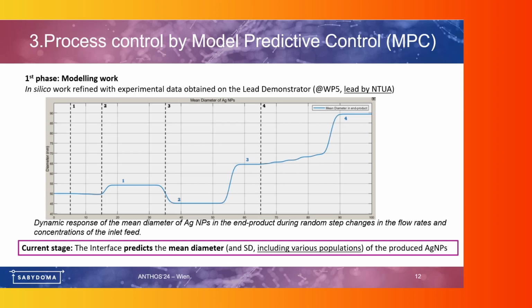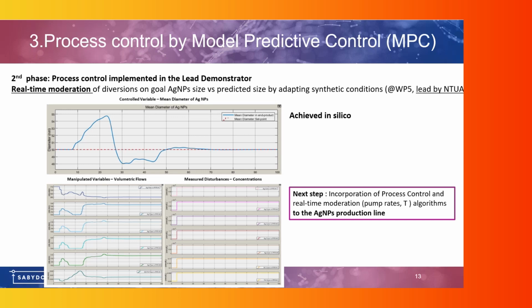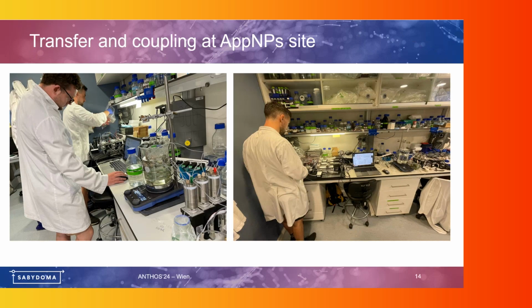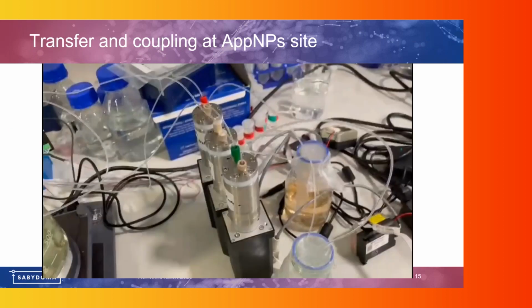And this is actually what we have already installed at our premises, which just predicts the mean diameter that we are going to get. The second stage, which is the moderation and the process control, everything that Athanasios has already presented, has been achieved only in silico, but the idea is to implement it also in our system, but it's not implemented yet. And then this was the transfer. This is how we have it in our labs. This is a video that you can consult outside, and maybe I have no time at the moment.